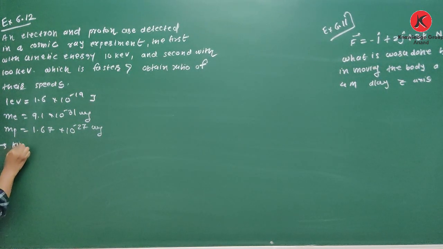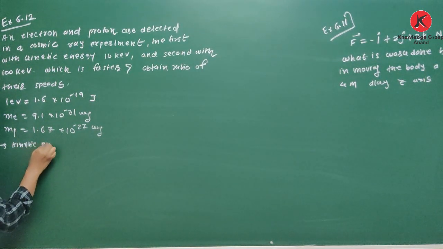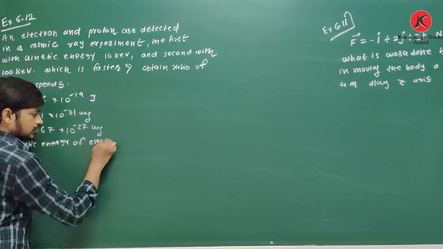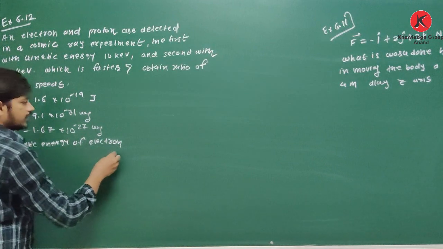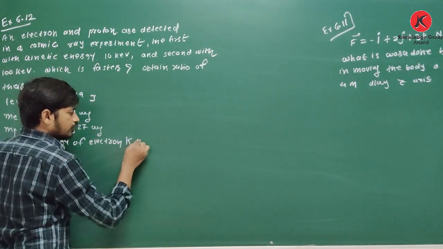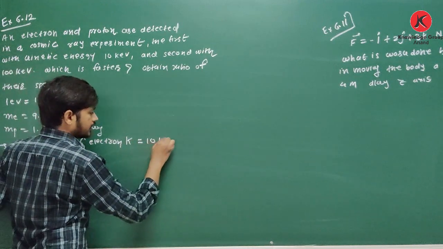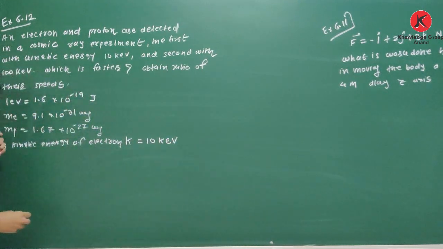So the kinetic energy of the electron, K, is equal to 10 kilo electron volt. Clear about this?